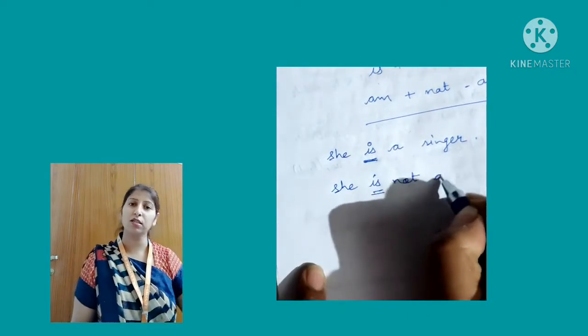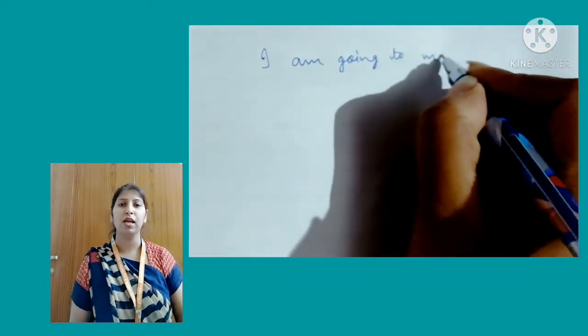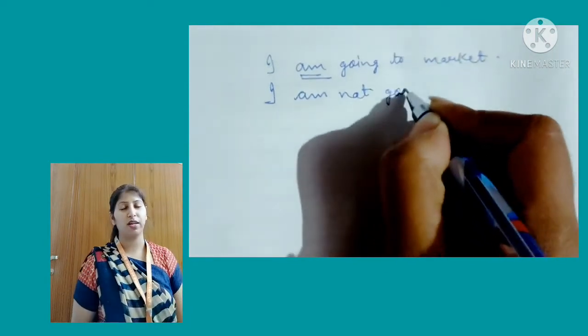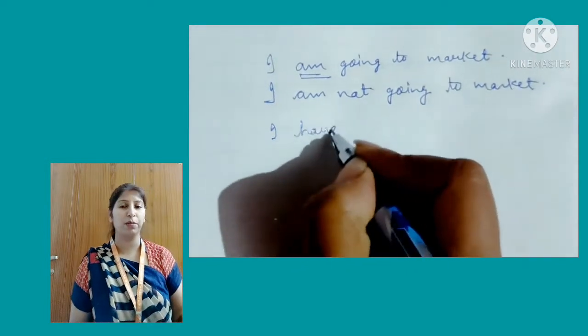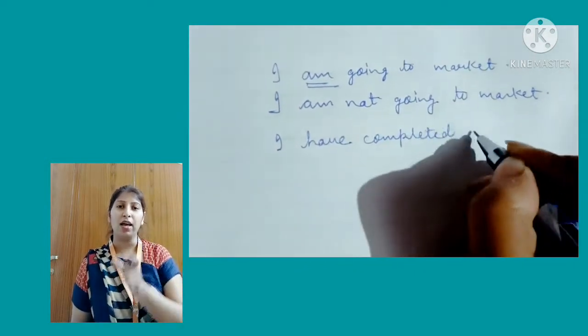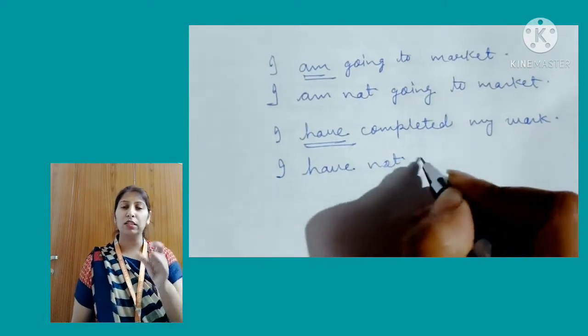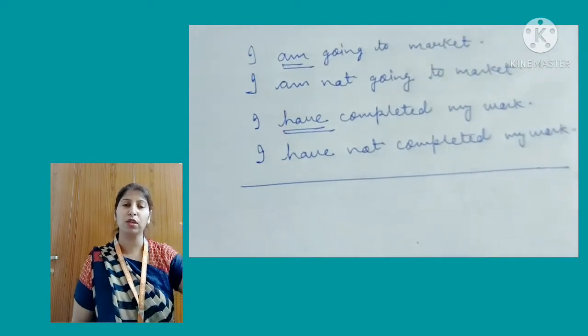She is not a singer. I am going to market. What is the helping verb here? Am. So, I am not going to market. I have completed my work. What is the helping verb here? Have. I have not completed my work. So, this is the first rule, that it is very simple: after the helping verb, you have to put not to form negative sentences.